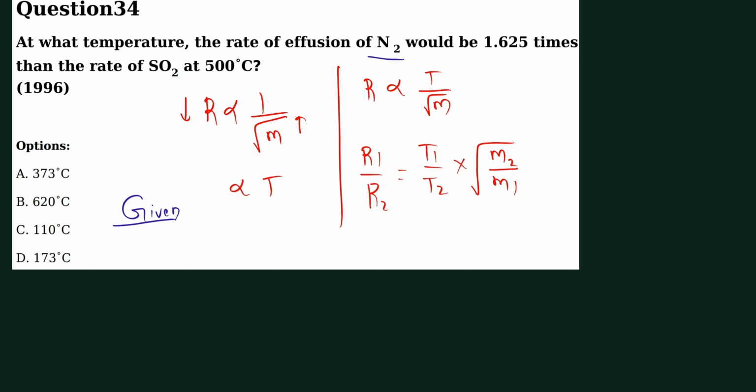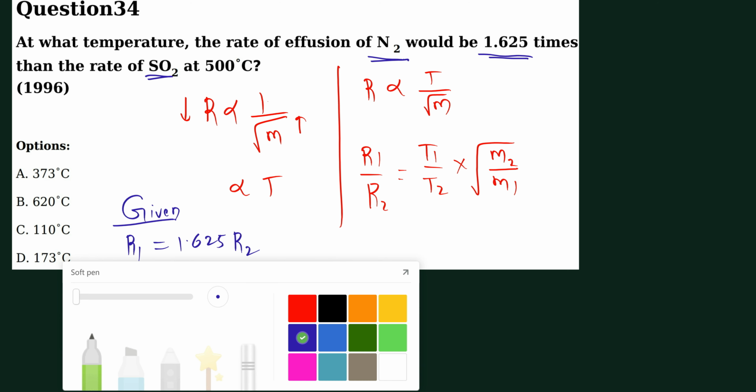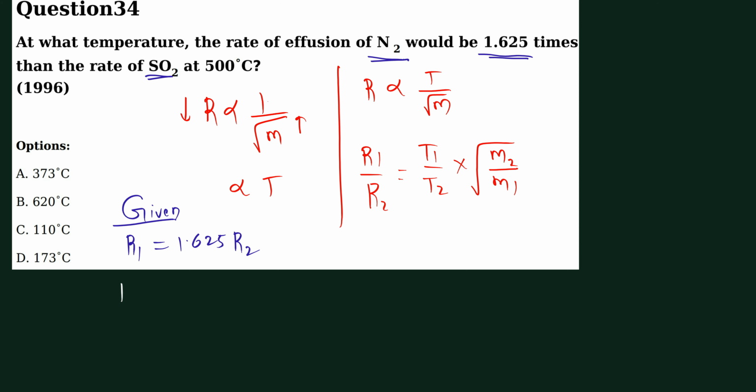The rate of effusion of the first gas is how many times the second gas? 1.625 times the second gas. That means the rate of effusion of the first gas, which is nitrogen, is equal to 1.625 times the rate of effusion of the second gas. So from this, can I write R1 by R2 equal to 1.625? You take R2 to this side, so R1 by R2 becomes 1.625. Just substitute 1.625 in place of R1 by R2.